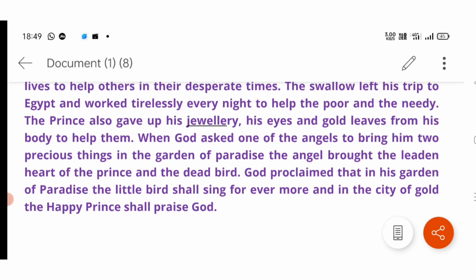When God asked one of the angels to bring him two precious things in the garden of paradise, the angel brought the leaden heart of the prince and the dead bird. God proclaimed that in his garden of paradise the little bird shall sing forever, and in the city of gold the happy prince shall praise God.